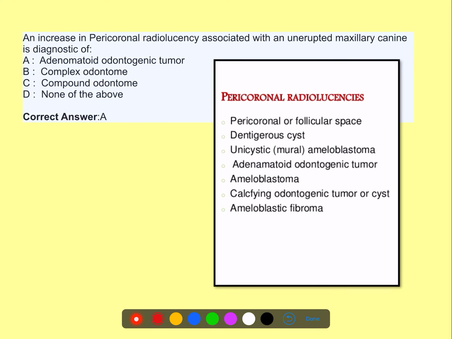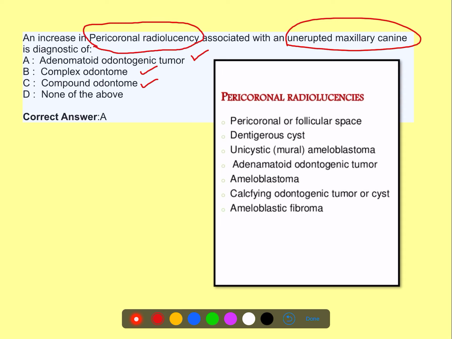So an increase in the pericoronal radiolucency associated with unerupted maxillary canine is diagnostic of. If you go into the options given, they are AOT, complex odontome and compound odontome. You have to see that the question was presented with a pericoronal radiolucency. Even in complex and compound odontomes, there will be impaction of the teeth, or the odontomes will hinder the development of the teeth, but they will not present as a pericoronal radiolucency.